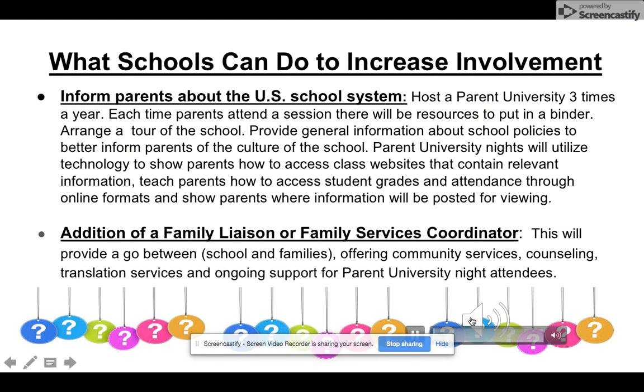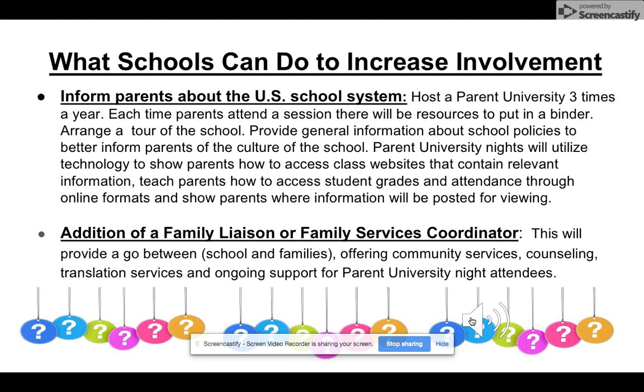Another way to increase family involvement is to host a parent university. 3 times a year seems to be a good amount. Each time parents attend a session, there will be resources to put in a binder. You could arrange a tour of the school and provide general information about school policies to better inform parents of the culture of the school.